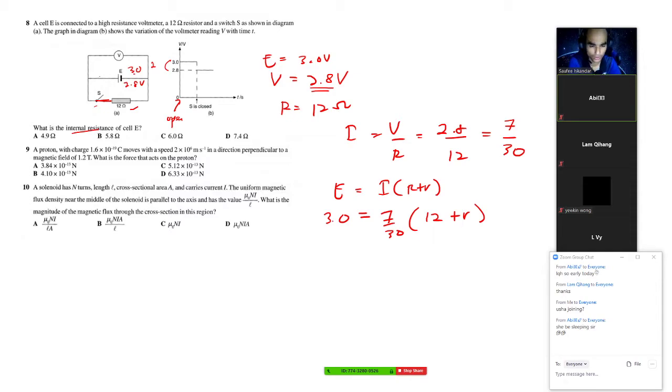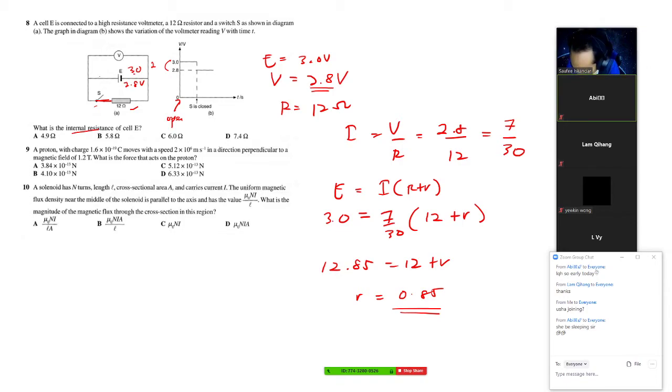So how much is it? 3 times 30 divided by 7. So 12.85 equals 12 plus r. So r is 0.85. Oh, it doesn't have any answer. Something is wrong with the question. So the answer is r equals 0.85. I think this is a bonus mark for you.